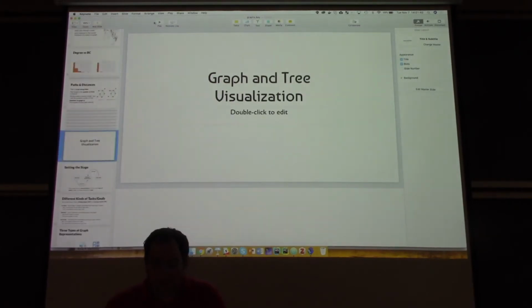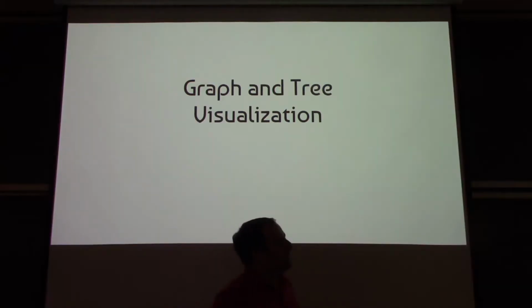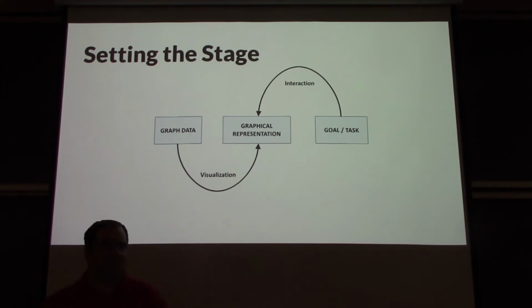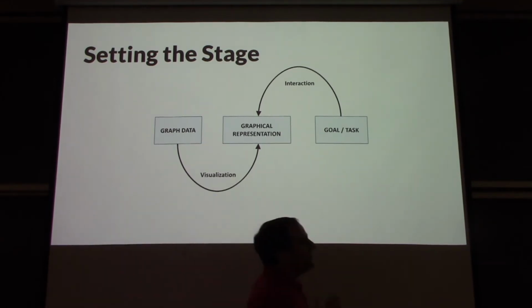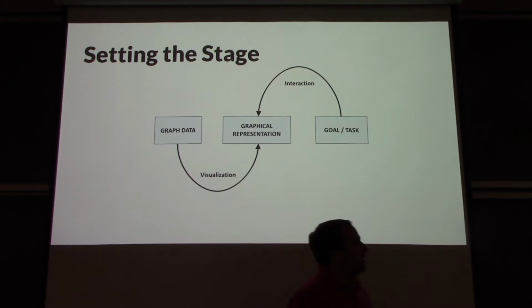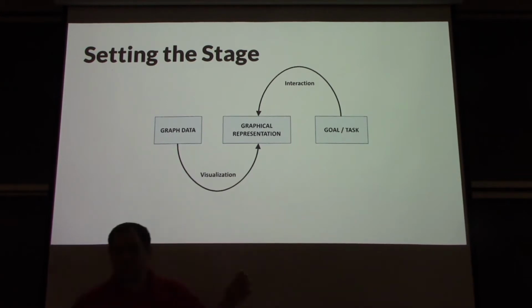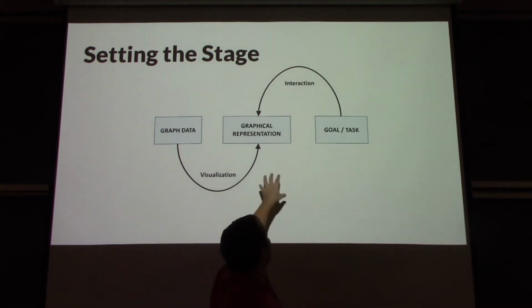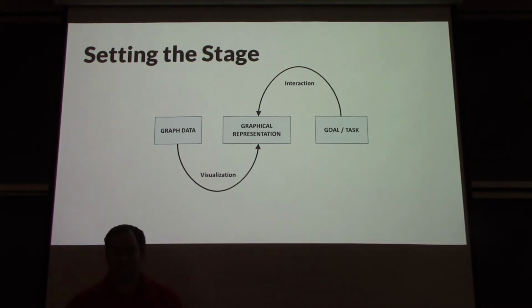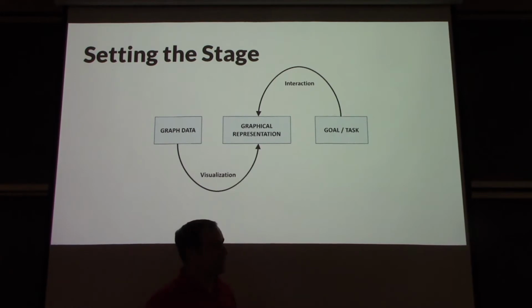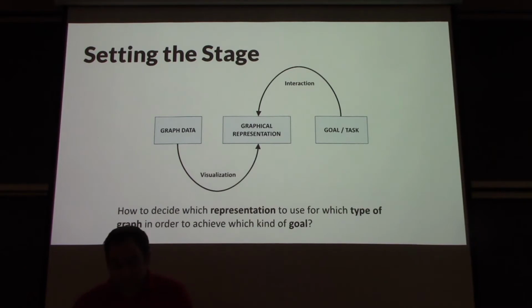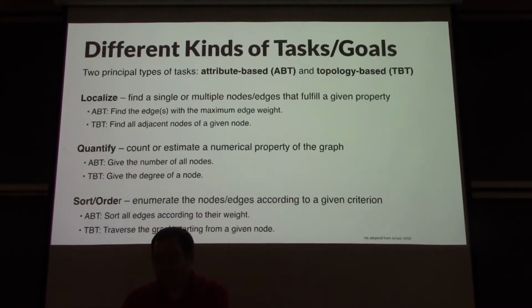So today I want to talk about graph and tree visualization. And as in any visualization scenario, what we really care about is what does the data allow us to do and what is the goal and the task of the user. So we always have this dialogue between data and task, and that decides our graphical representation. And that's of course specifically true for graph visualization. So how do we decide which representation to use for which type of graph in order to achieve which kind of goal or answer which kinds of questions?